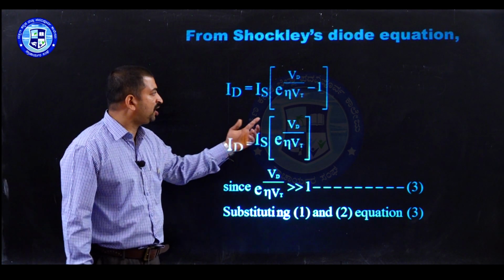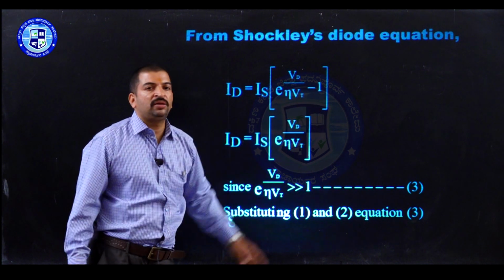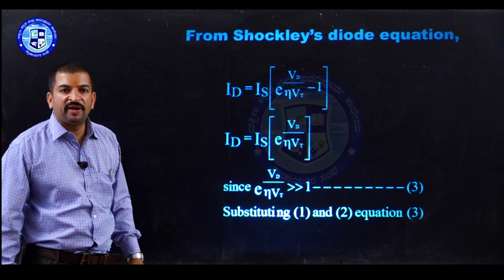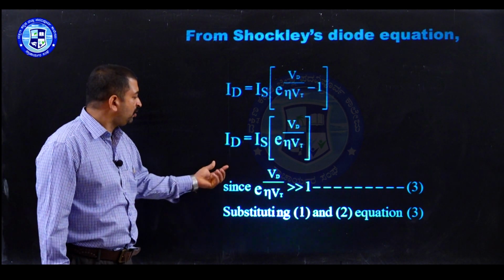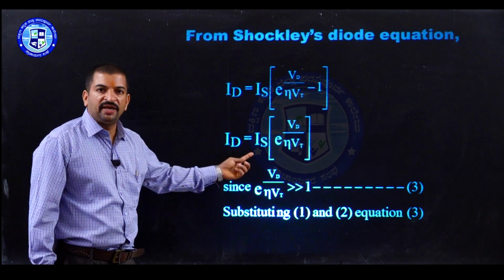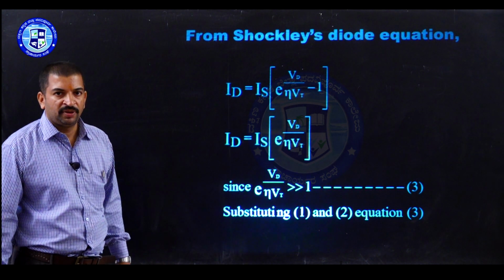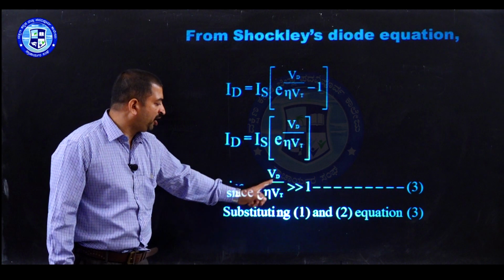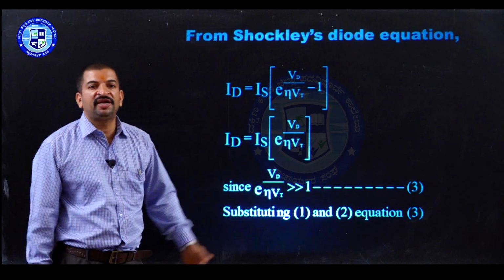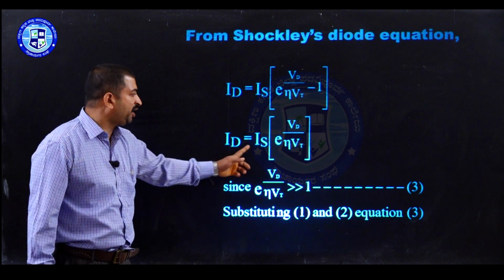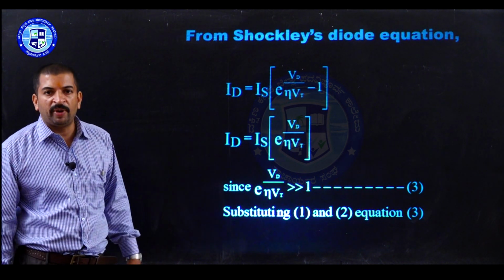Now in this equation, the term 1 is very much smaller than e to the power Vd divided by eta Vt. Therefore, we can write Id equal to Is into e to the power Vd divided by eta Vt. This is because e to the power Vd divided by eta Vt is very much greater than 1. We can neglect 1.